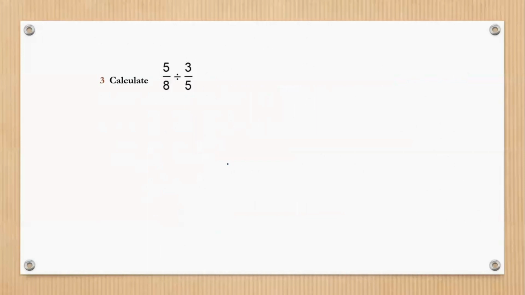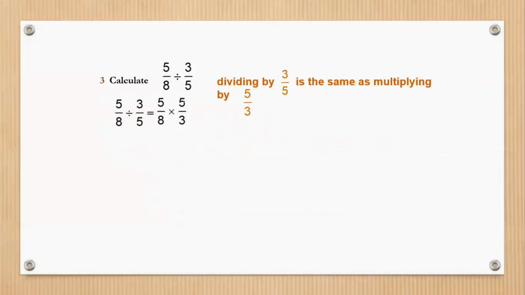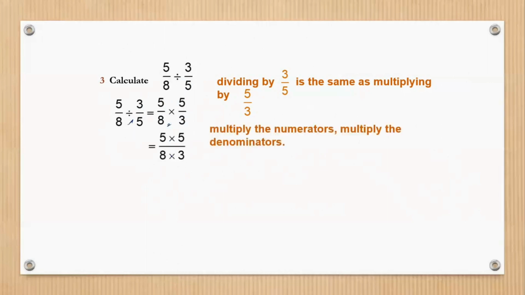To divide, what we do is we keep the first fraction as it is, and then we change this to the reciprocal of this. So we keep 5 by 8 as it is. We change the division sign to multiplication, take the inverse of this and then simplify. So 5 times 5 is 25 and 3 times 8 is 24. Convert into mixed fraction. So we get this as 1 1 by 24.